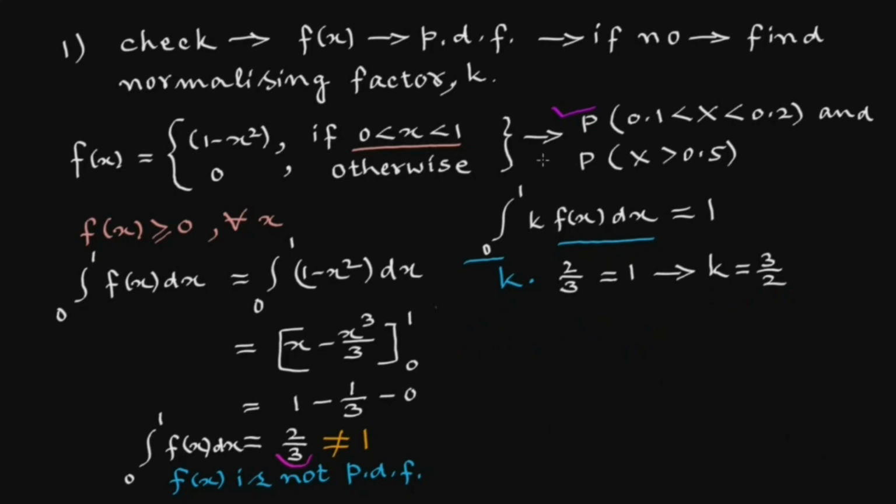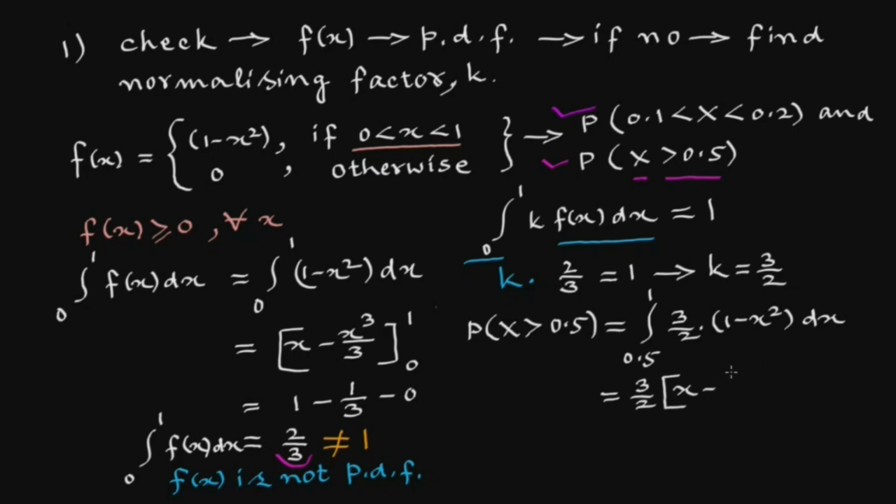Next we have to find out the probability when the continuous random variable x is greater than 0.5. For that we write the integral from 0.5 to 1, because the maximum value is 1. Then the normalizing factor 3 upon 2 into the function f(x) = 1 minus x square dx. This will be 3 upon 2 into x minus x cube upon 3 from 0.5 to 1, which is 3 upon 2 into 1 minus 1 cube upon 3 minus 0.5 minus 0.5 cube upon 3.